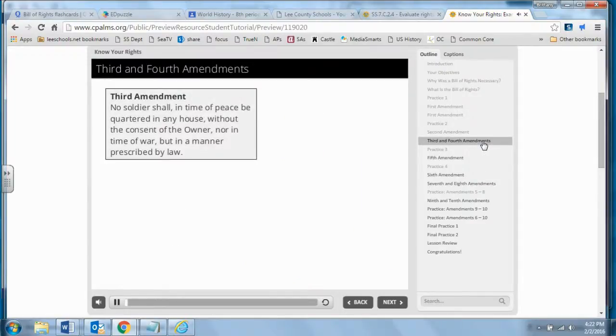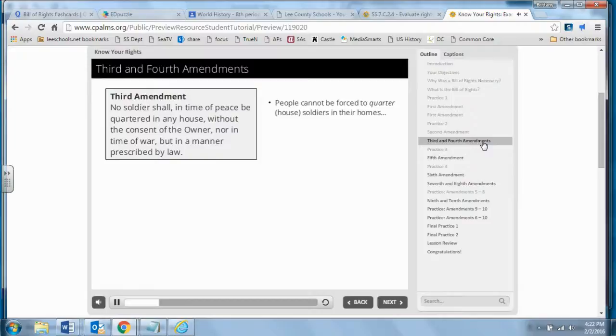Moving on, the Third Amendment says, "No soldier shall, in time of peace, be quartered in any house, without the consent of the owner, nor in time of war, but in a manner prescribed by law." This amendment basically says that the government is prevented from quartering, or housing, soldiers in people's homes.